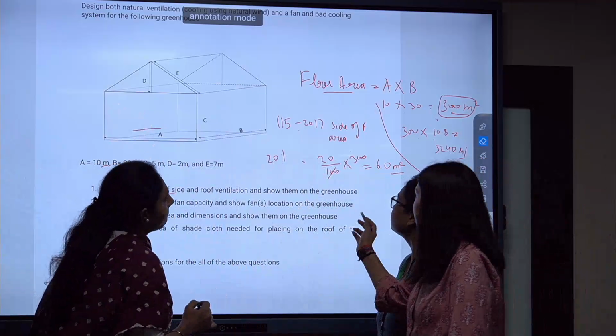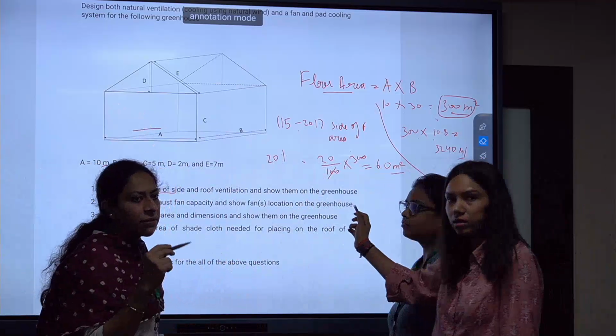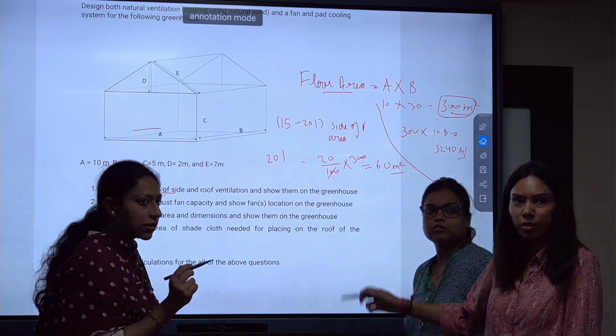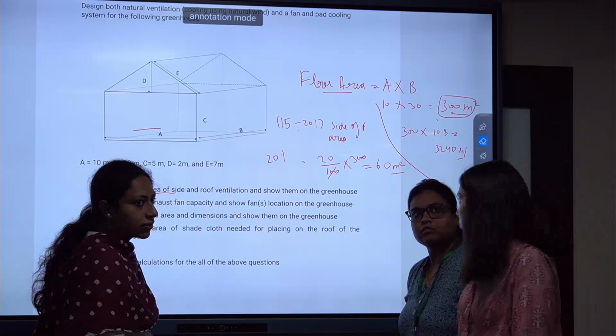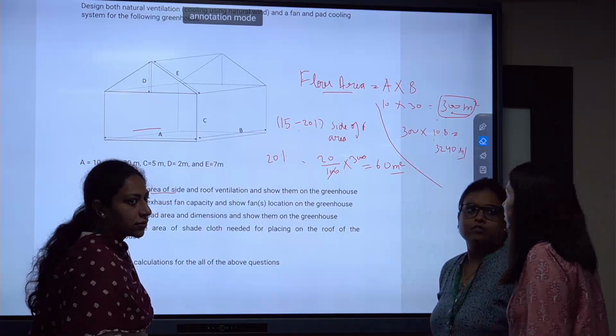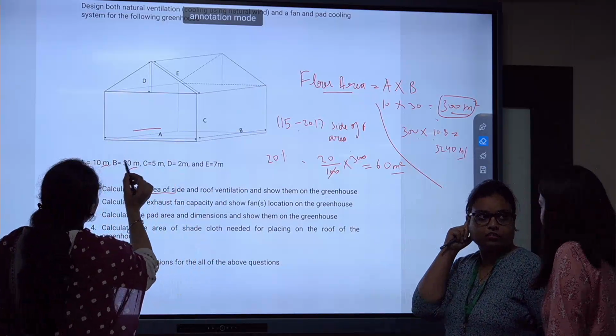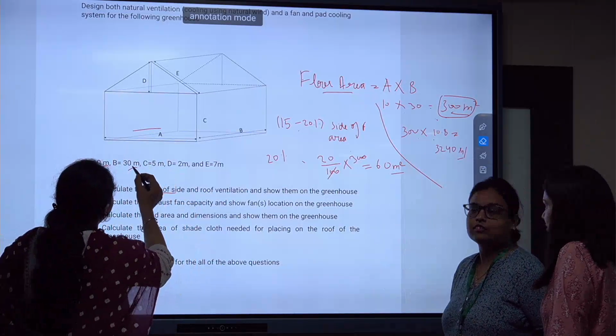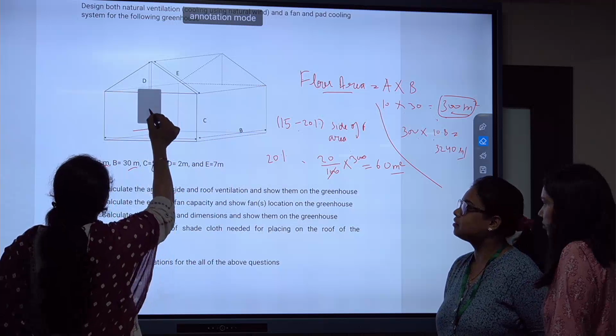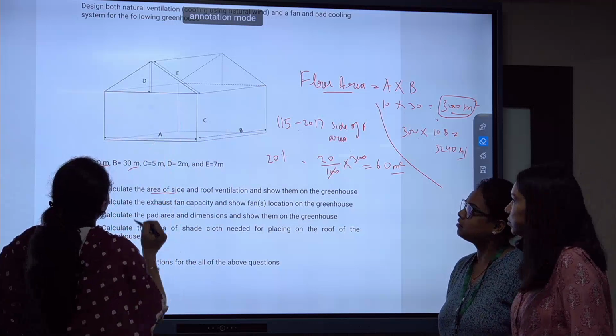You've got to divide that by 2, 30 meters square on this side, 30 meters square on that side. Now 30 meters square means what is the length of that? B? Yeah. So what are the dimensions then for that window?